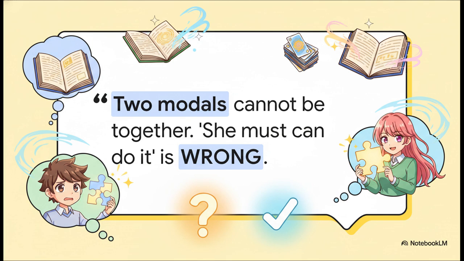So, to really hit the nail on the head, look at this exact quote from our sources. Two modals cannot be placed together. Saying something like, she must can do it is completely 100% ungrammatical. The correct phrasing is simply, she must do it or she can do it. I know, it seems super obvious right now, but hidden inside a massive paragraph during a really stressful exam, it's an incredibly common illusion that traps literally thousands of students.